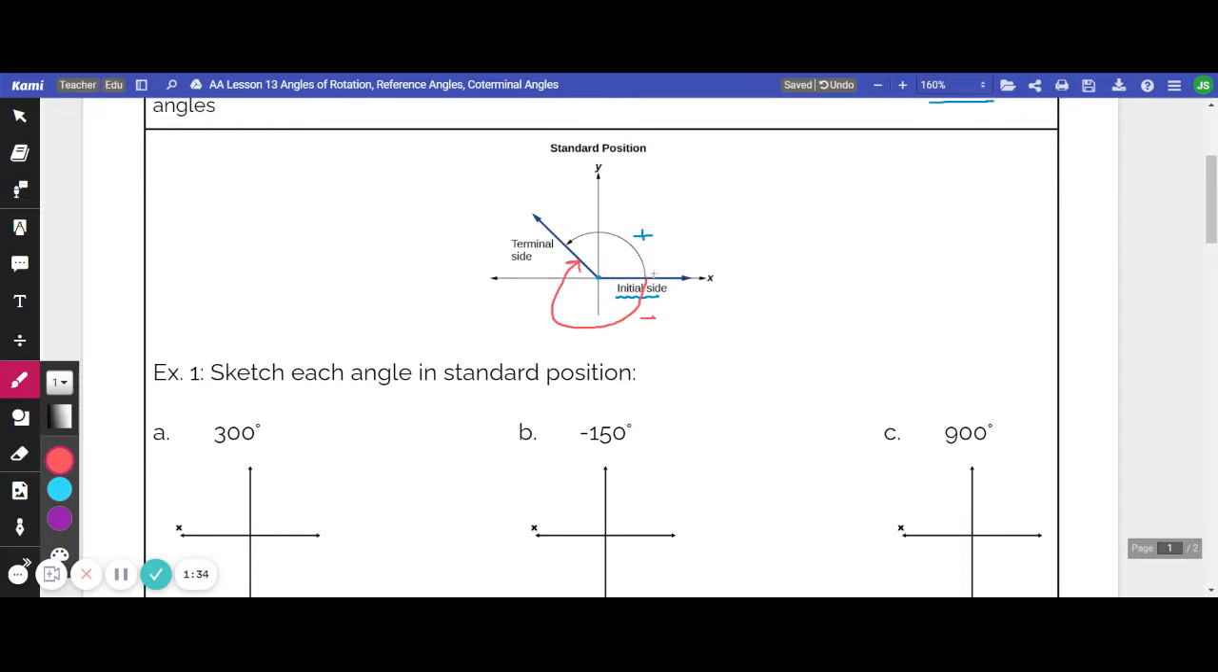So if we go up, that is positive. If we go down, that is negative. And so we start counting at 0. This is 0 degrees right here. As we go around a full rotation, it would make a full circle, right? You know that a circle is 360 degrees if we come all the way around.